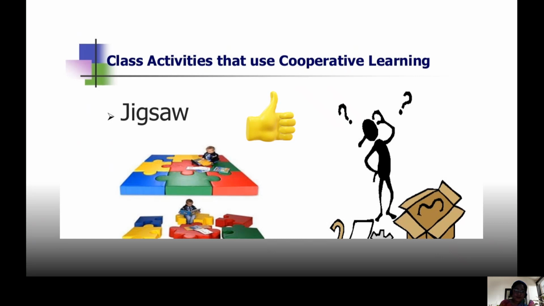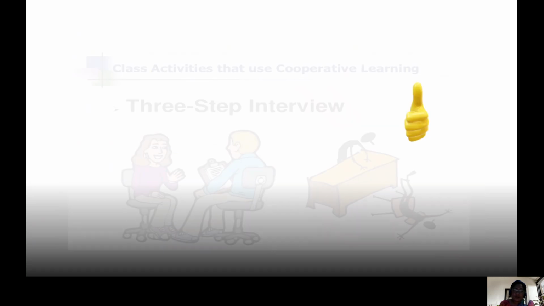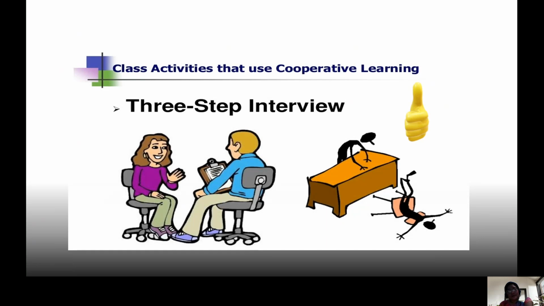So jigsaw puzzle, very well known. To make this puzzle easily solved, each individual or each group should cooperate and solve this together. Next is a 3-step interview. For this kind of example, it follows different steps to do before a certain interview is done. It should be done in a relaxed manner, not in an intimidating style.